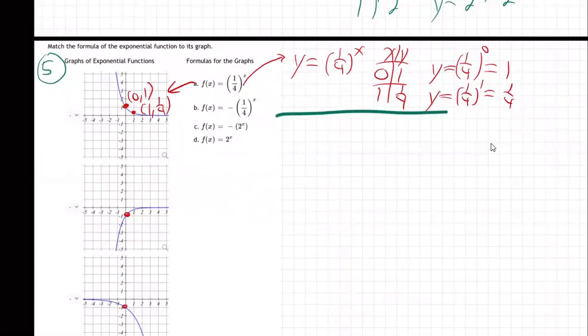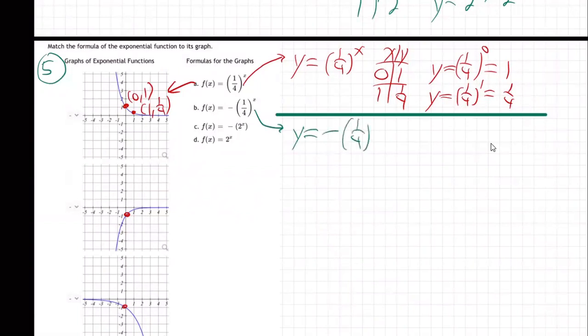Here we go. Okay, so for the next one, we will bring this one down. Y equals minus, and then we have 1/4 to the x. Okay, let's make an xy chart. Again, x 0, plug in 0, minus 1/4 to the 0. That's just going to equal -1, isn't it? The 0 power turns the 1/4 into the 1, and the -1 is still there.